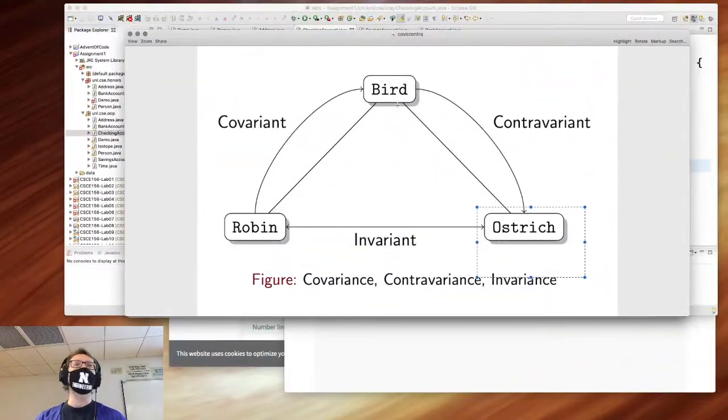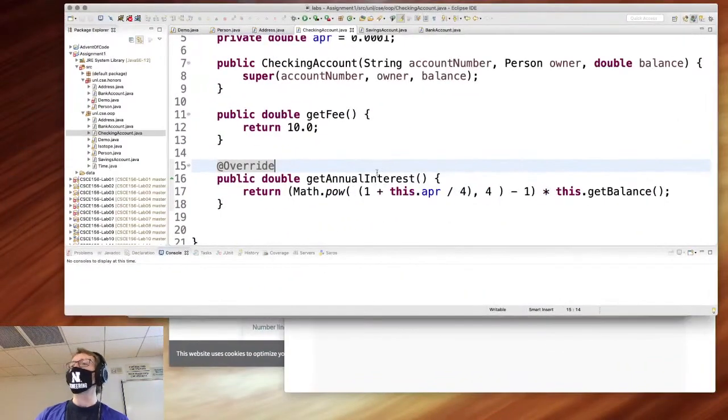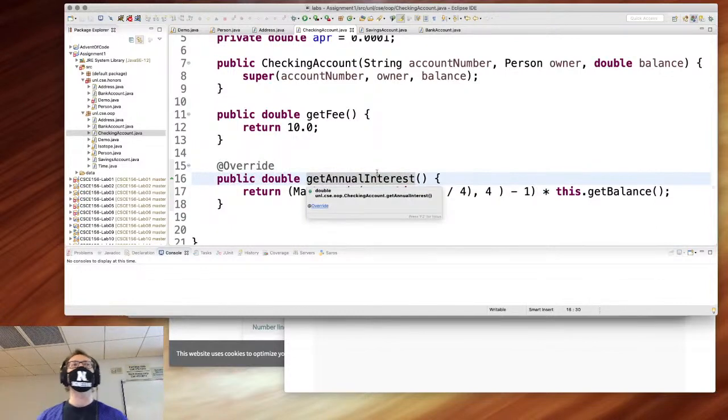A bird has a move method. How does a robin move? You can override that method to move by flying. In an ostrich, you can override that method to move by walking. In a bank account, you can override that method to do something else entirely.